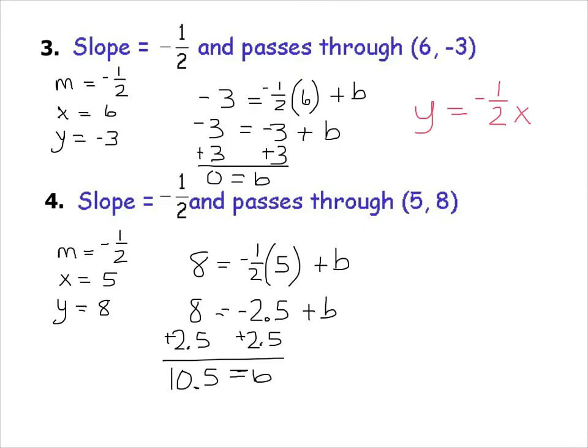All right. So my equation would be y equals -1/2 x plus 10.5. Remember, we want a fraction or a whole number for the slope, and we have a decimal for our b, which is totally fine. So 10.5.